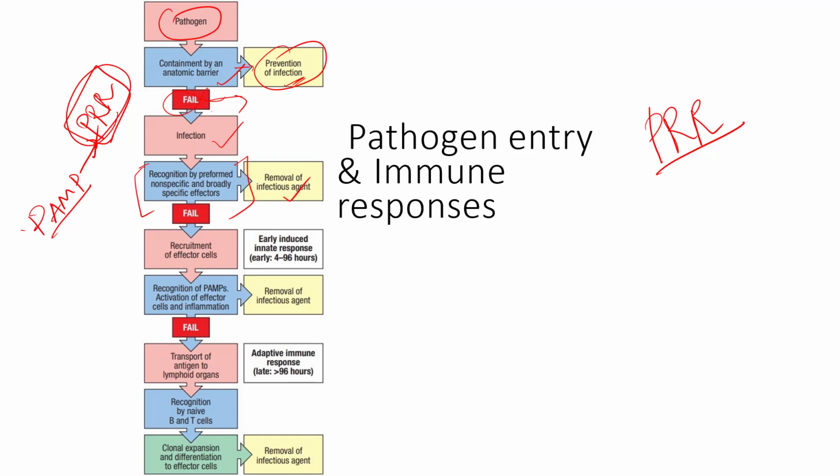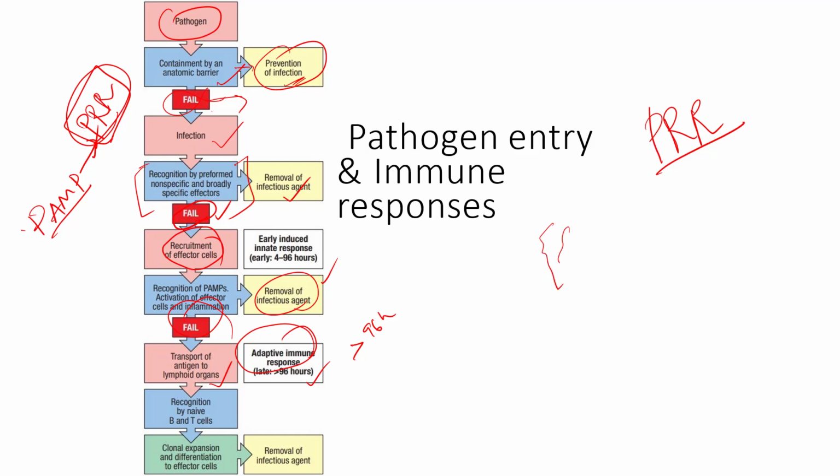Suppose that is also not able to do it, then there is failure. Then it will recruit the effector cells. So recognition of PAMPs activates the effector cells, and then the removal of infectious agents. If that is also not happening, again failure will come. Then the adaptive immunity response comes, which is late, more than 96 hours. Then transport of antigen to the lymphoid organs, that we have seen last time.